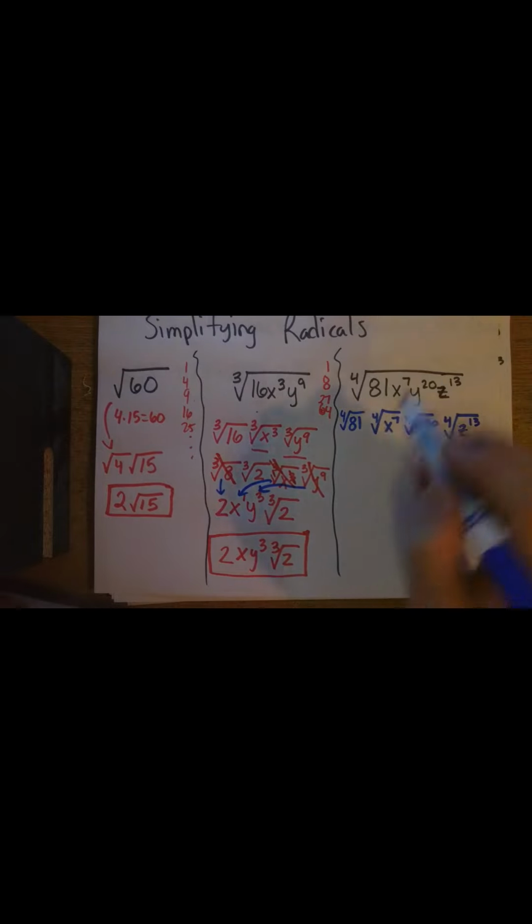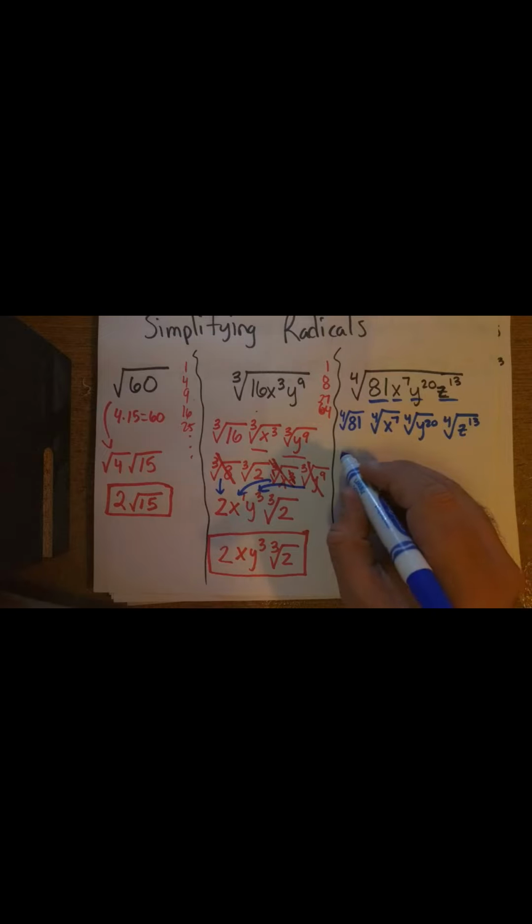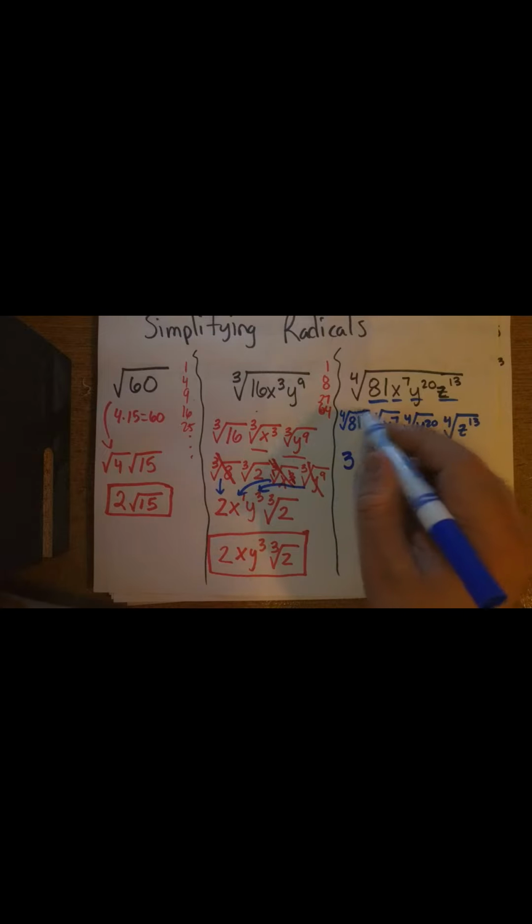Okay, so I just gave each one of these their own 4th root. There is a fourth root of 81. If you look at your chart, the fourth root of 81 is 3. So that becomes 3.